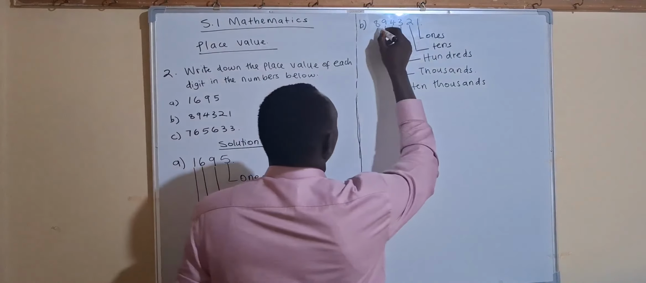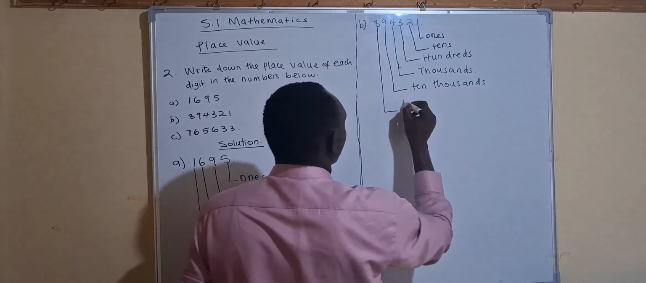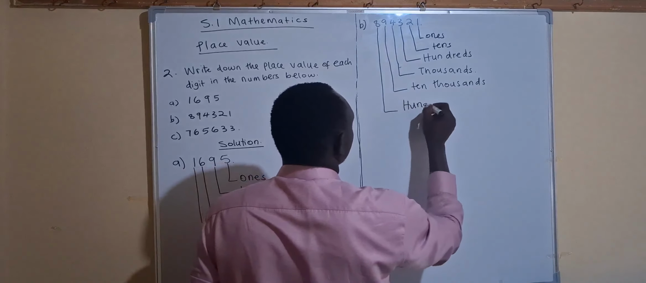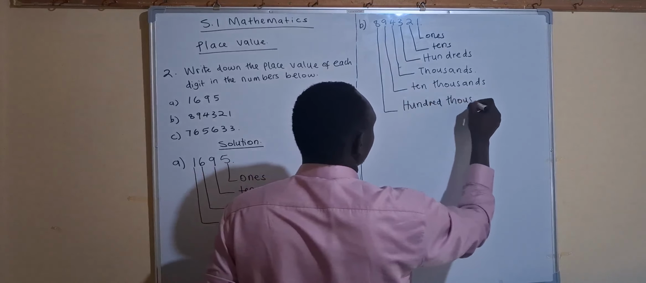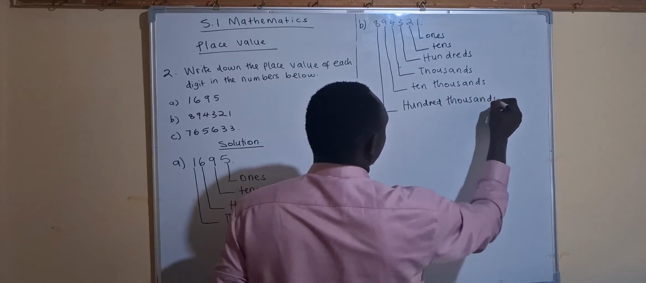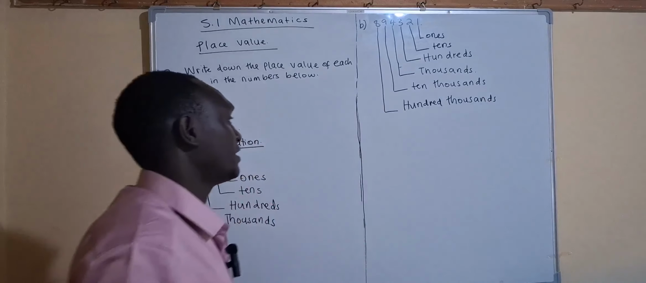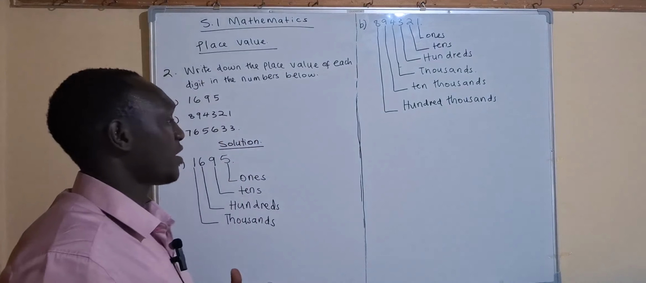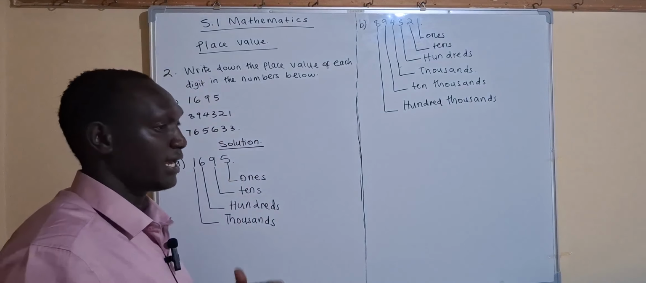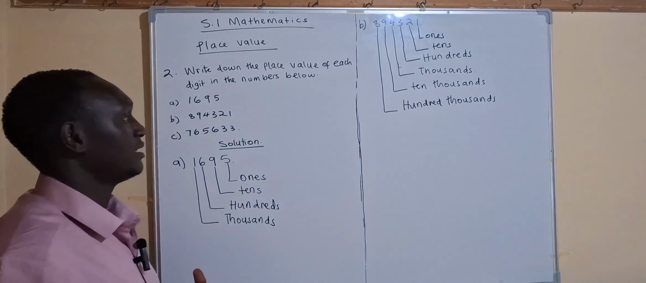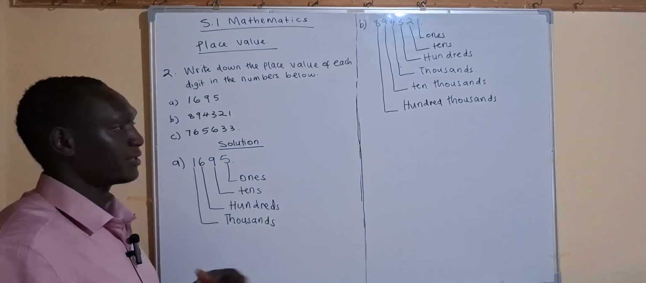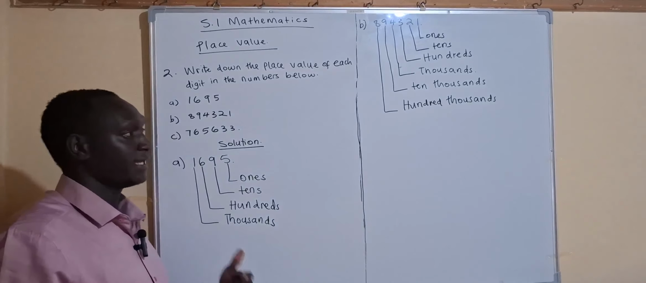And then we come to 8. 8 is in the position of 100,000. This implies that there are 8 100,000s, or 100,000s are occurring 8 times.